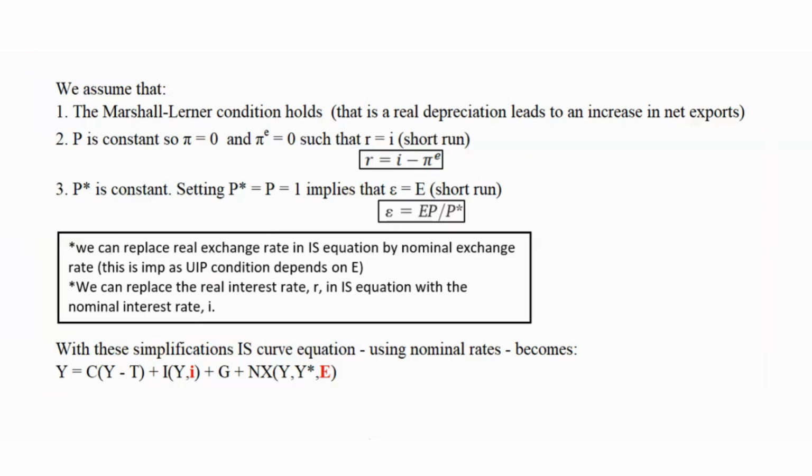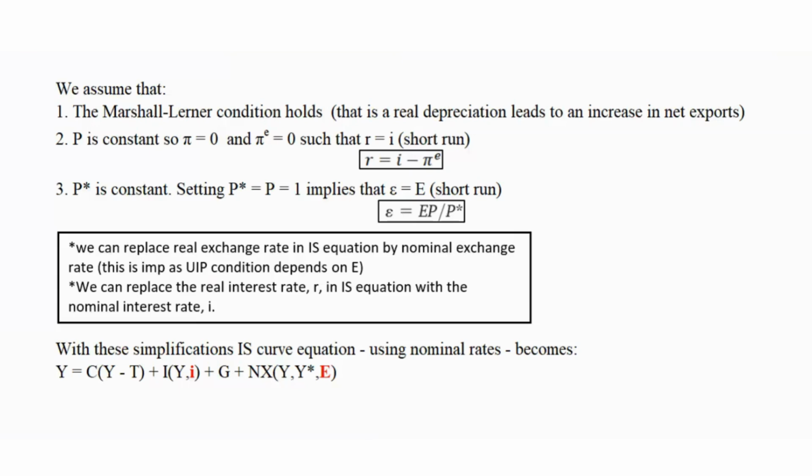So basically, we're assuming three things. We're assuming the Marshall-Lerner condition holds. We assume the domestic price level is constant, which means expected inflation is zero, such that R is equal to I. Then we assume the foreign price level is constant and is equal to the domestic price level, which implies that the nominal exchange rate is equal to the real exchange rate.